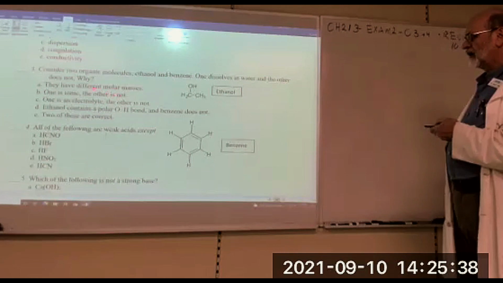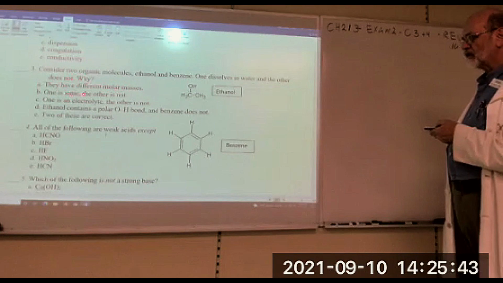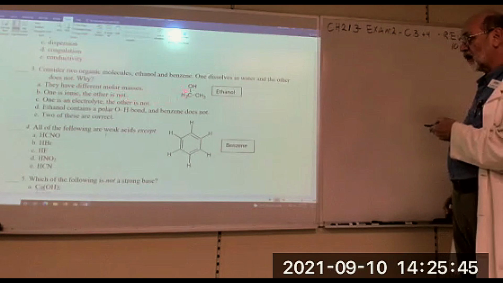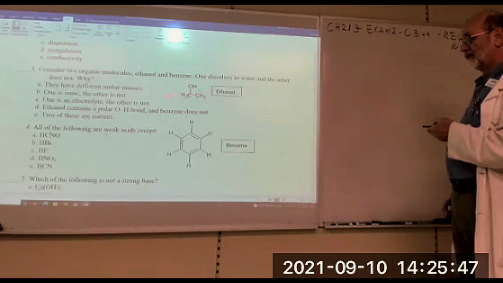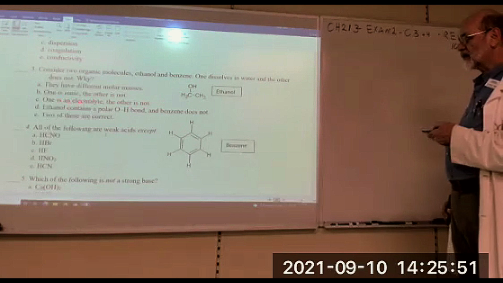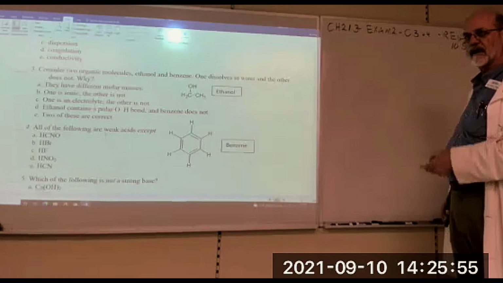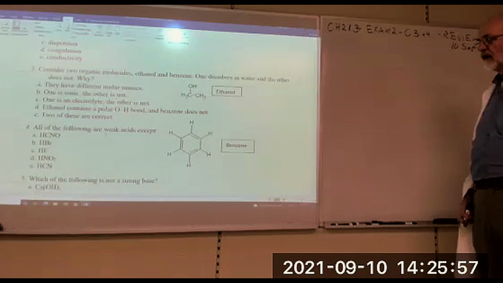So why? They have different molar masses? No, that has nothing to do with it. One's ionic, the other's not? No, this one's not ionic. They're both covalent compounds. One is an electrolyte? No. Ethanol contains a polar OH bond, benzene does not. That's the reason right there.